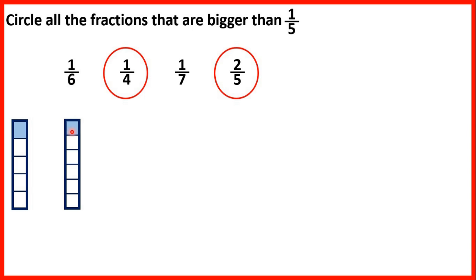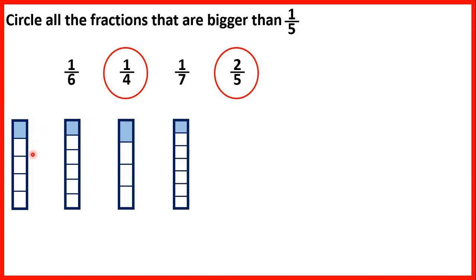If we split our fraction bar into 6 pieces, then each piece will be smaller than if we split it into 5. Now 1/4 is larger than 1/5 because we can see that this amount of the fraction bar is larger than 1/5, and that's why the smaller the denominator, the larger the fraction will be. 1/7 is less than 1/5, and with 2/5 we have 2 parts out of 5, so that's of course bigger than if we only have 1 part out of 5.